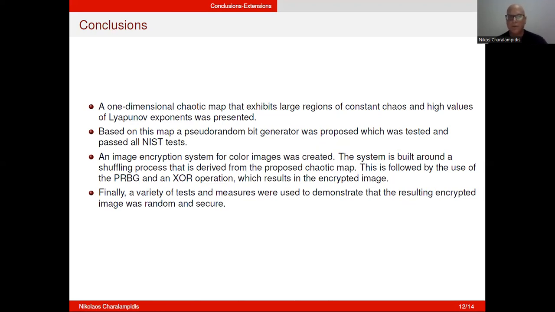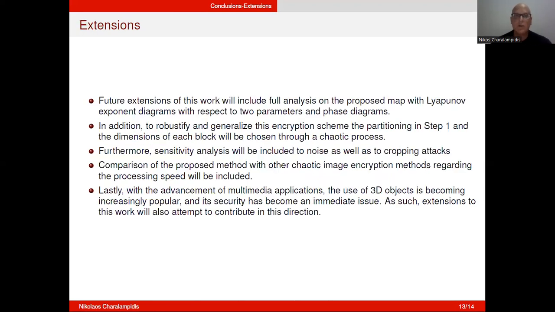And finally, a variety of tests and measures were used to demonstrate that the resulting encrypted image was random and secure. Now, extensions to this work will include full analysis of the proposed map with Lyapunov exponent diagrams with respect to two parameters and phase diagrams. In addition, to robustify and generalize this encryption scheme, the partitioning in step 1 and the dimensions of each block will be chosen through a chaotic process.